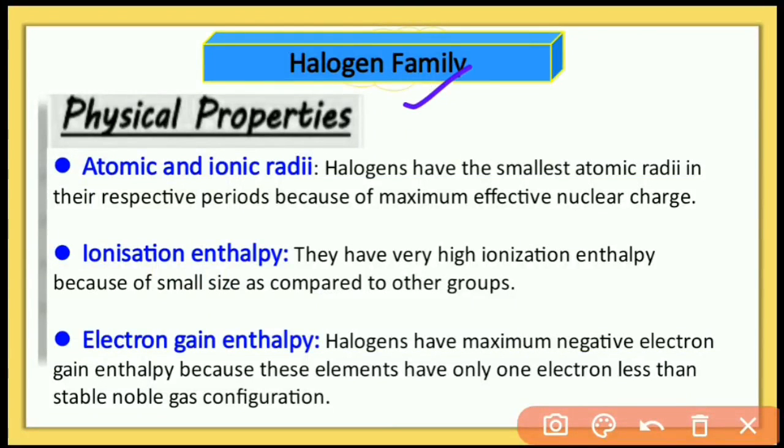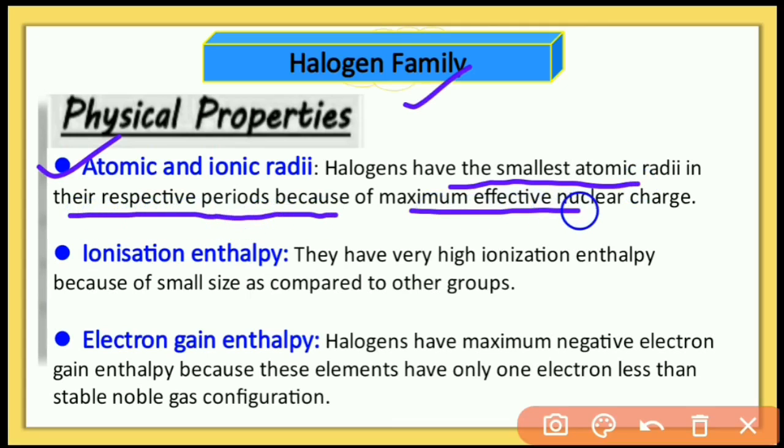Halogen family's physical properties: first, atomic radii and ionic radii. Halogens have the smallest atomic radii in their respective period because of maximum effective nuclear charge. The size of anion is larger than the corresponding atoms. The atomic and anionic radii increase from top to bottom in group.